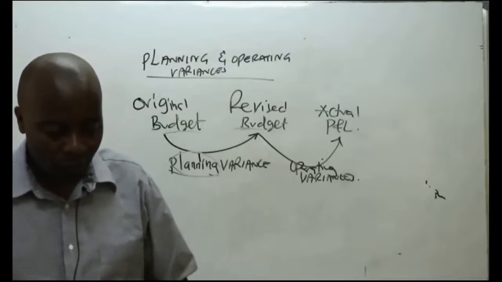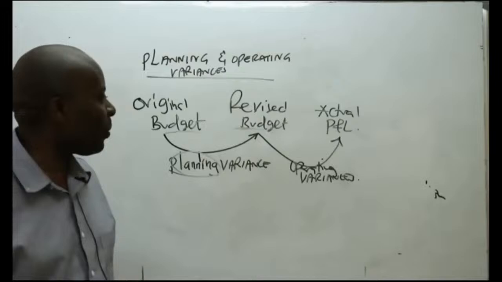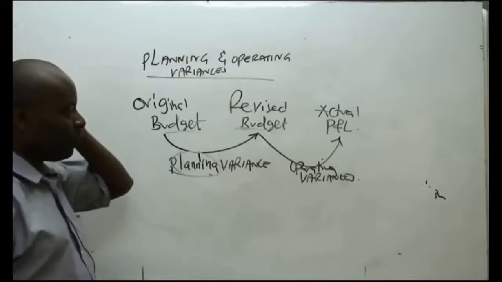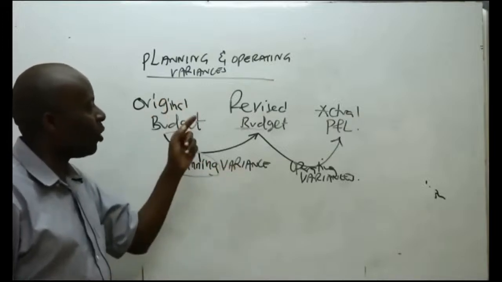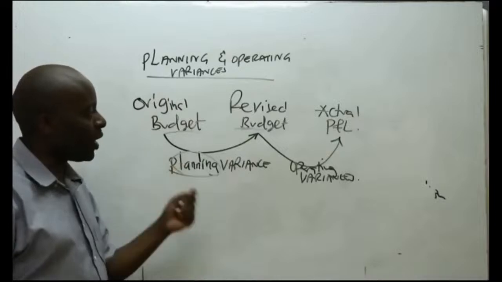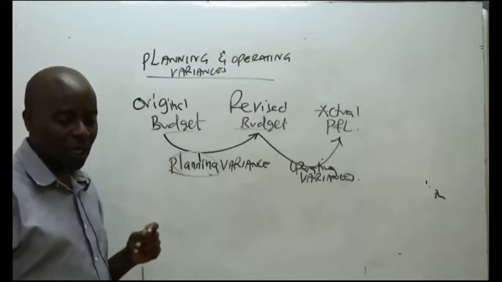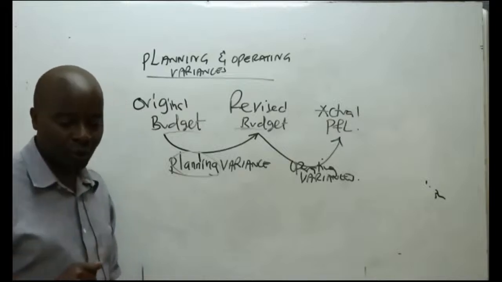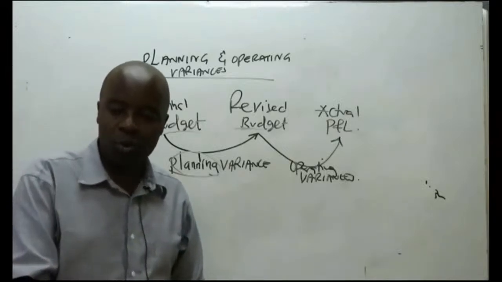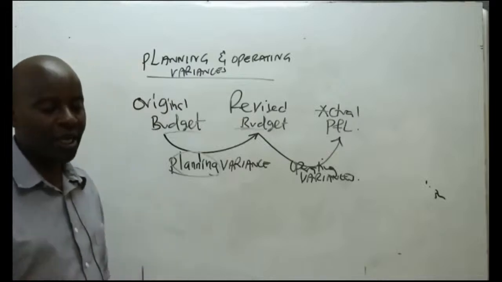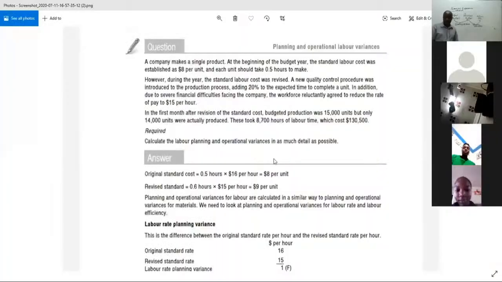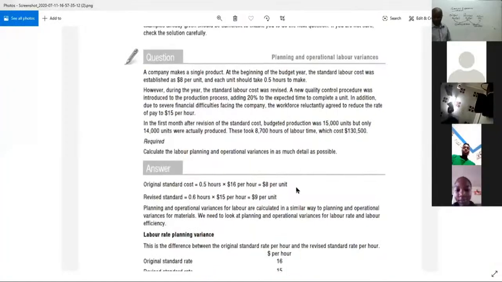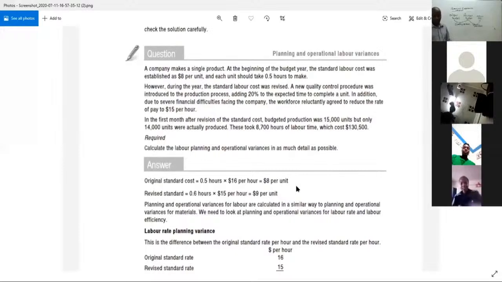So when they talk of planning variances, we shall be comparing between the original budget and the revised budget. And then operating or operational variances, we shall be comparing between the revised budget and the actual profit and loss account. With me is a simple question that I would want us to do. Let me pin this question for you on the screen. I hope everyone is able to see that question. It's a good question, which I expect you guys to go through, and then we try it together.